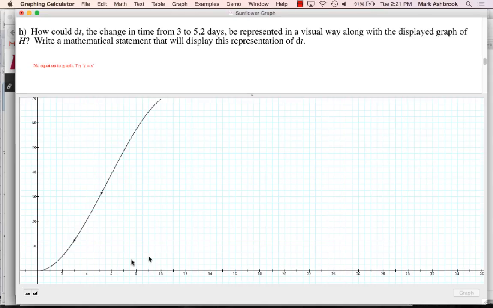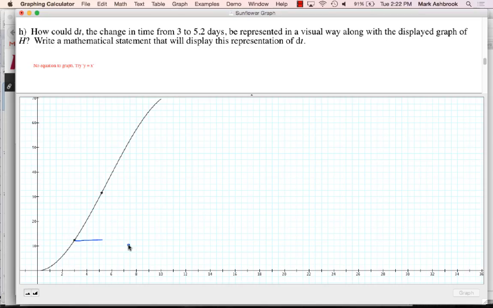So I can do that here at this point by doing what? What should I draw from this point to show the change from 3 to 5.2 days? What could I do? Okay, so if I draw directly up vertically, does that show the change in number of days? Yeah, so up and down would be change in height. So I want to go which way? Left or right? To the right. So something like this.